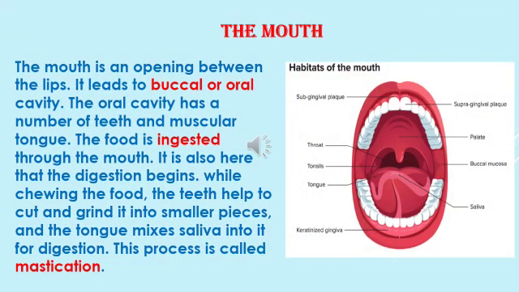Students, now we will discuss the digestive system in human beings briefly. First, the mouth. Students, the mouth is an opening between the lips. It leads to the buccal or oral cavity. The oral cavity has a number of teeth and a muscular tongue. The food is ingested through the mouth. It is also here that the digestion begins. While chewing the food, the teeth help to cut and grind it into smaller pieces, and the tongue mixes saliva into it for digestion. This process is called mastication.